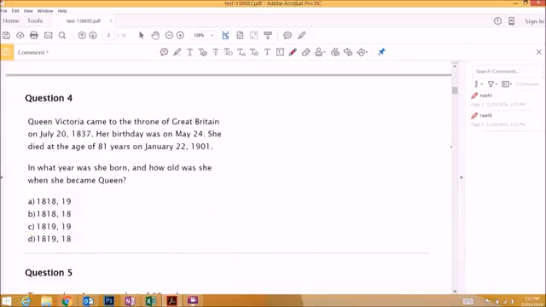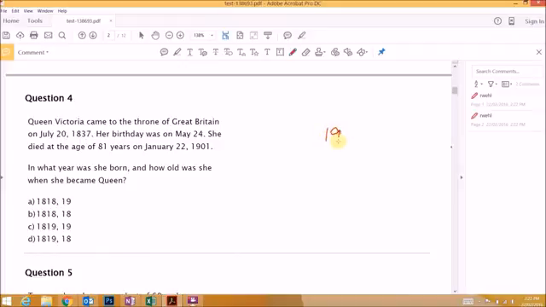Queen Victoria came to the throne of Great Britain on July the 20th, 1837. Her birthday was on May the 24th. She died at the age of 81 years in January in 1901. What year was she born, and how old was she when she became Queen?